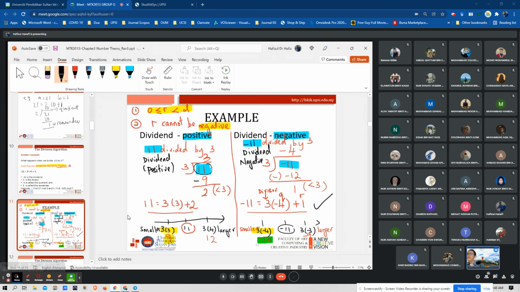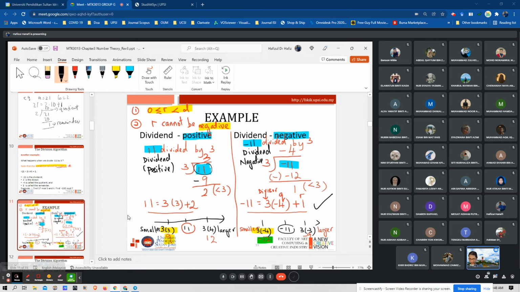For example number 1, 0 is less than or equal to r, the remainder, less than d, the divisor. When you divide 11 by 3, you have quotient 3 and remainder 2, which is less than 3. Then 11 equals 3 multiplied by 3 plus 2. We do it like this.